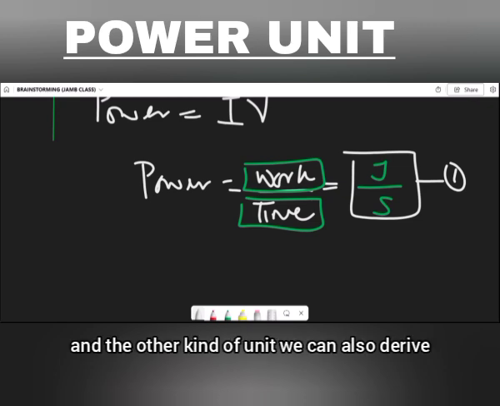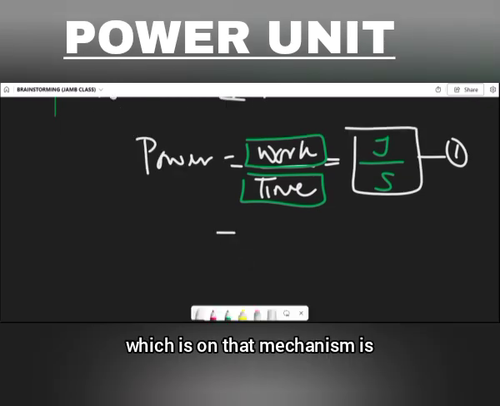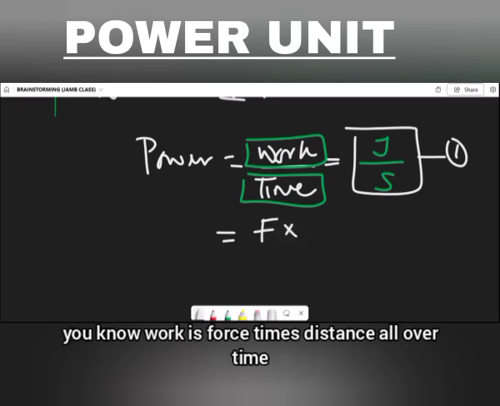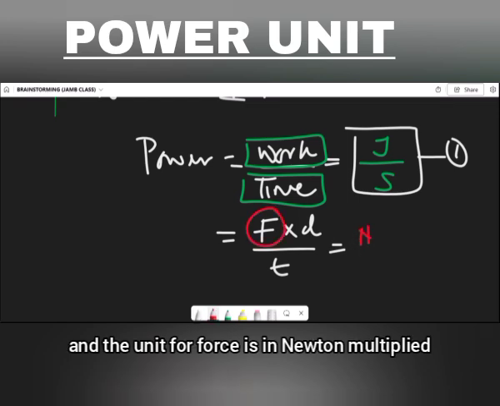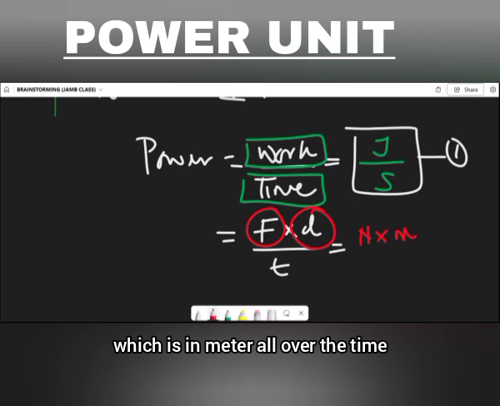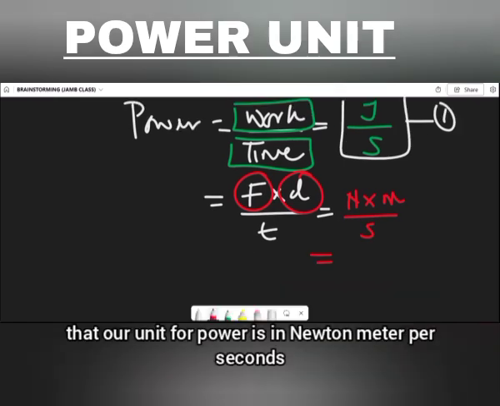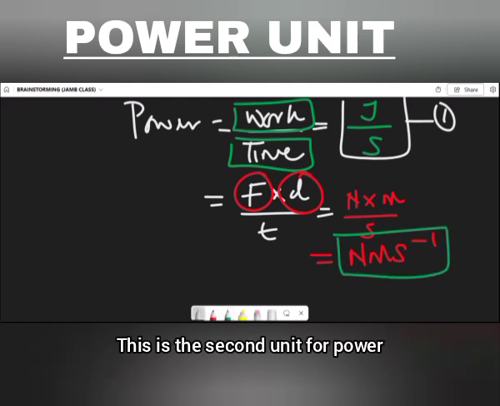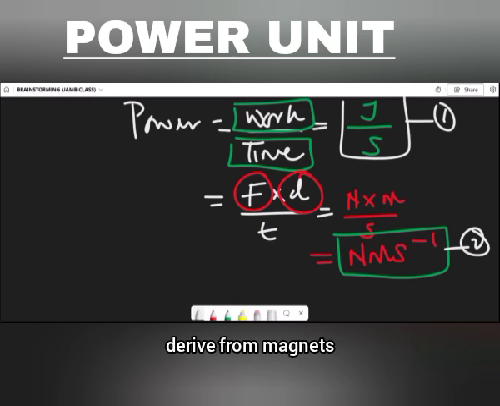And the other kind of unit we can also derive for power under mechanics is when we try to break down the units for work. You know, work is force times distance, all over time. And the unit for force is Newton, multiplied by your distance, which is in meter, all over the time, which is in seconds. So we can say that another unit for power is Newton meter per second. This is the second unit for power. So these are the major two units we can derive from mechanics for power.